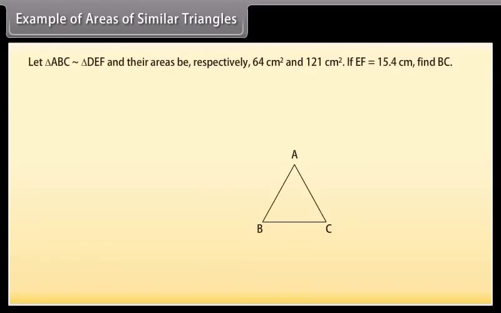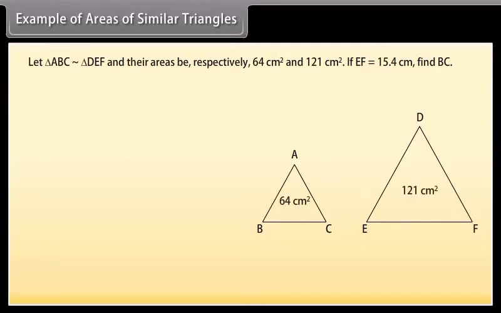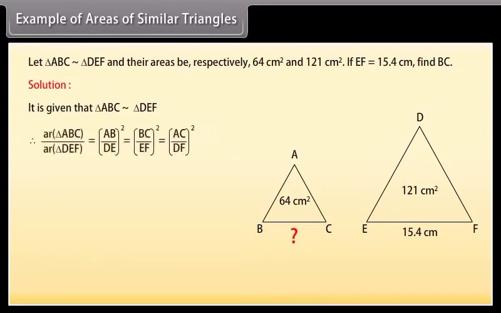Example: triangle ABC is similar to triangle DEF and their areas are respectively 64 centimeters square and 121 centimeters square. If EF is 15.4 centimeter, find BC. Solution: it is given that triangle ABC is similar to triangle DEF. Therefore, area of triangle ABC upon area of triangle DEF equals AB upon DE whole square equals BC upon EF whole square equals AC upon DF whole square.